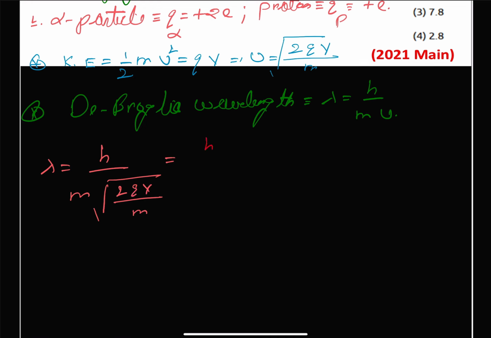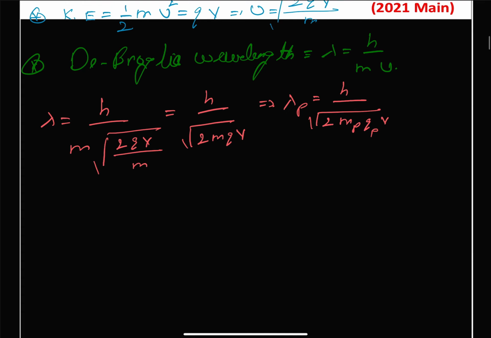So this can be written as h upon square root of 2mqv. And we are having two particles, two wavelengths. So from here we can write that for our proton we are going to get h upon square root of 2, mass of proton, charge on proton, and potential difference is same. And similarly we can write it for our alpha particle also. So this comes h upon square root of 2, mass of alpha, charge of alpha, and potential difference, that is our v.